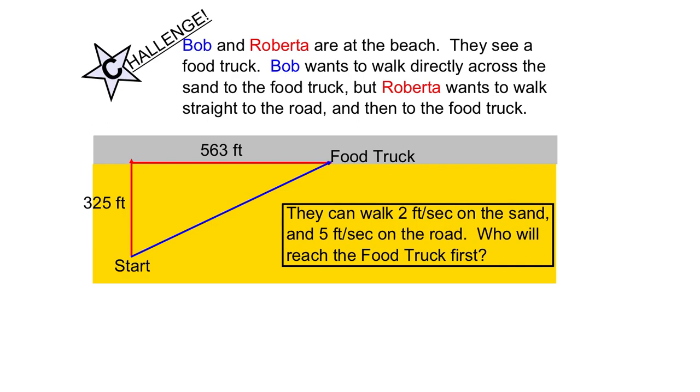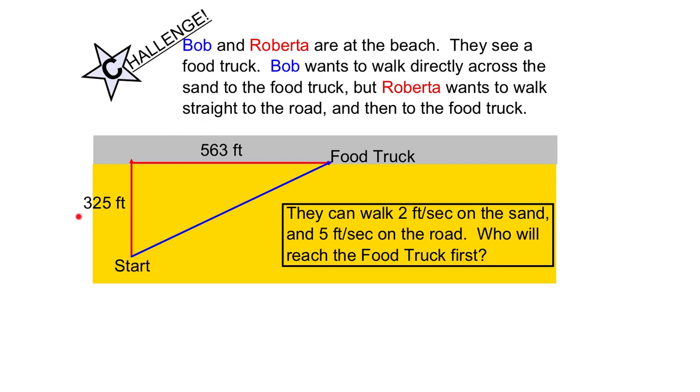If you're up for more of a challenge, here's one. Bob and Roberta are at the beach. They see a food truck. Bob wants to walk directly across the sand to the food truck, but Roberta wants to walk straight to the road and then to the food truck. They can walk 2 feet per second on the sand and 5 feet per second on the road. Who will reach the food truck first?